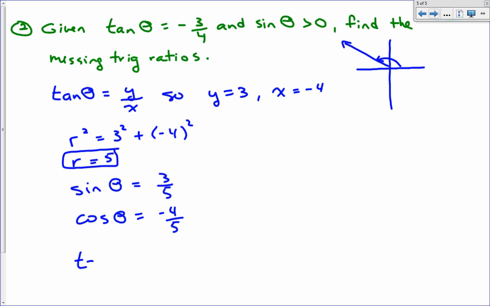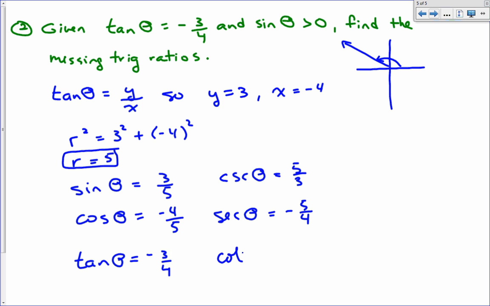The tangent of theta we already have been given. It's negative 3/4. Our cosecant of theta will be the reciprocal of the sine, so it's 5/3. Secant of theta will be negative 5/4. And the cotangent of theta will be the reciprocal of tangent, so it'll be negative 4/3.